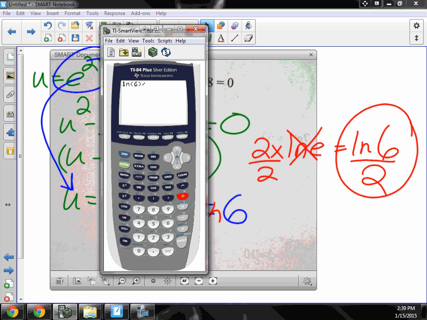It's not the ln of 3. That does not work. Yeah, so the ln of 3, no, not the same number.